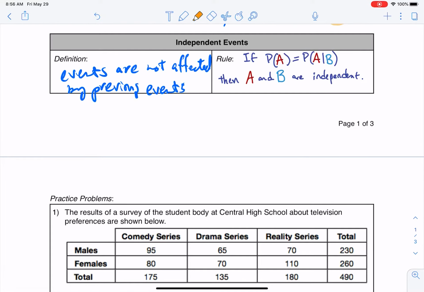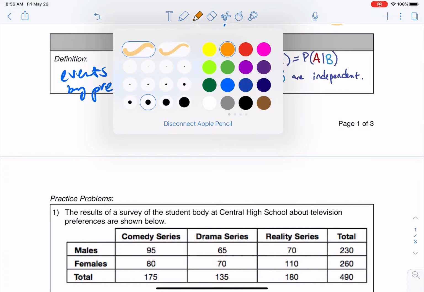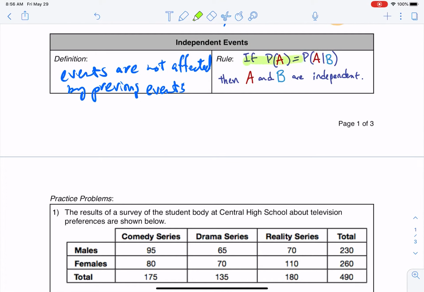This is the statement that we use to look at the last example problem. If the probability of A is equal to the probability of A given B, then A and B are independent.